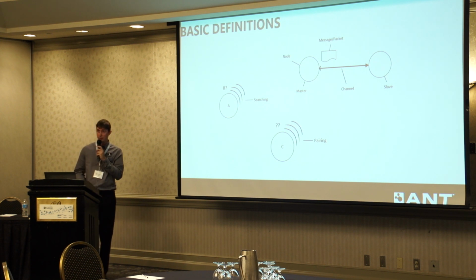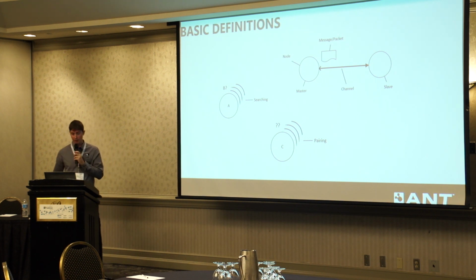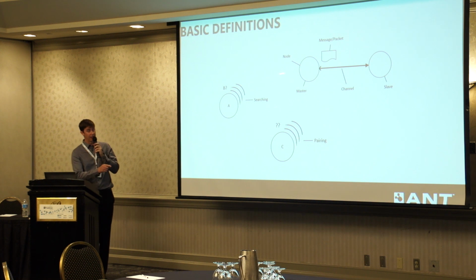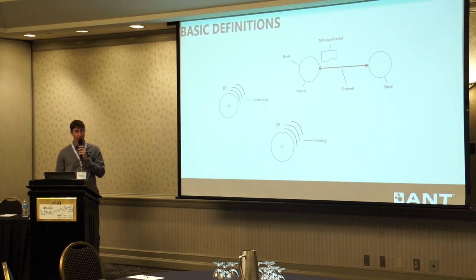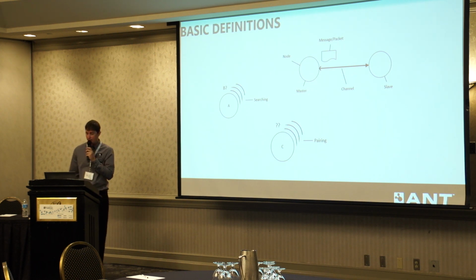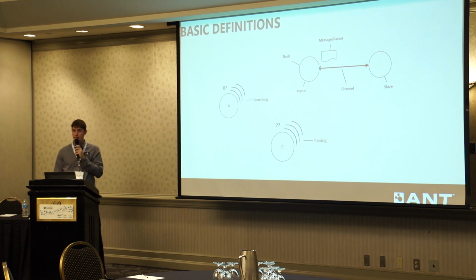Next, we're going to describe a couple of definitions as I go into deeper explanations of ANT. The first one is a channel, and the channel is what is established between your master endpoint and your slave endpoint, and that's how data is transmitted between two ANT nodes. Next, you have a master endpoint and a slave endpoint. The master endpoint is the primary transmitter, and the slave acts as the primary receiver.